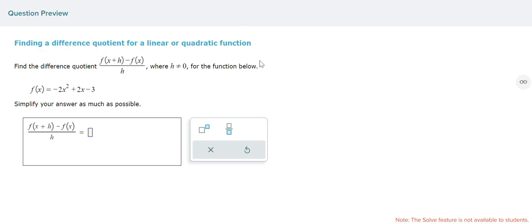Okay, so this is on to problem 4. Notice it's titled for it. So it says finding the difference quotient for a linear or quadratic function, right? I'm glad we got the linear is the nice one. So let's do the quadratic, right? And it tells you what the difference quotient is here. F of x plus h minus f of x divided by h, where h does not equal 0 for the function below. So take a second to copy this down, and then I'll meet you on the whiteboard and we'll discuss going through this problem.